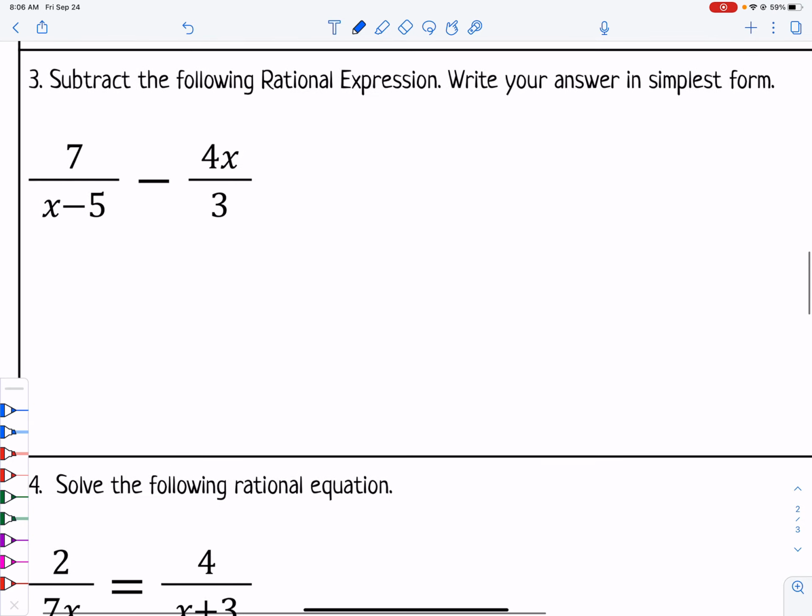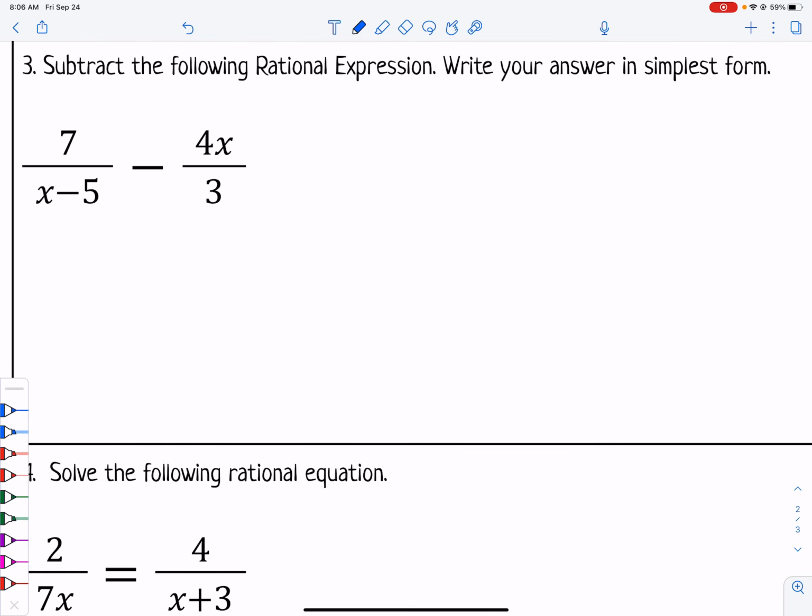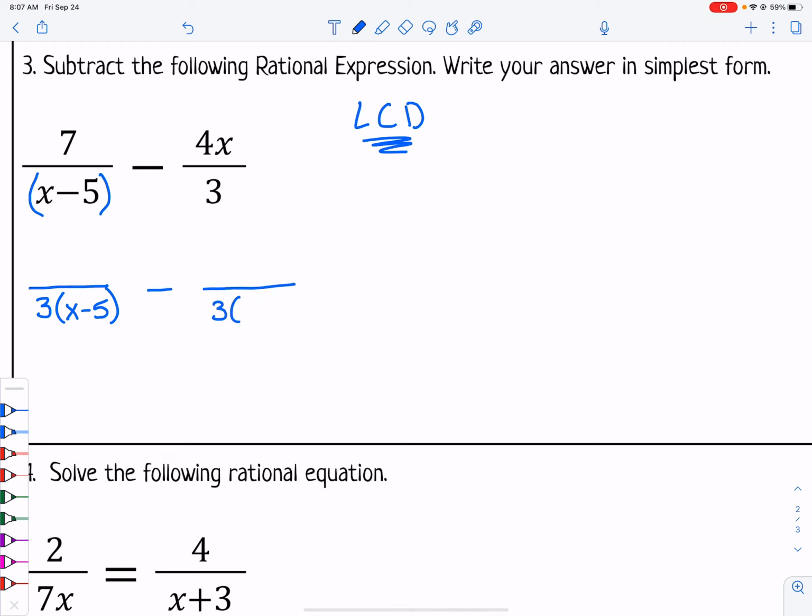3 is subtract the following rational expression. Write your answer in simplest form. So to subtract, we have to get a least common denominator. That's our first goal. If we look at these denominators, we have x - 5 and we have 3. So the only way to make those the same is to put 3 times (x - 5) as our denominator, because we can definitely turn them into that least common denominator.